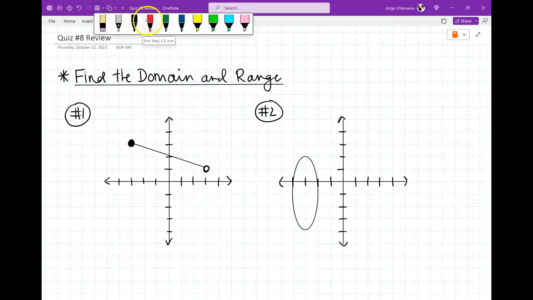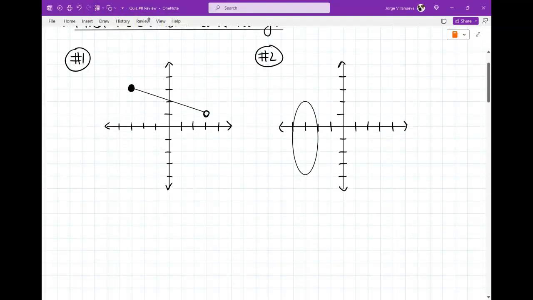So let me put that right here. So for number 1, domain and range. Remember, we use parentheses when the numbers are not included. We use brackets when the numbers are included. Okay, so the domain. How far left does number 1 go? To -3. Okay, -3. Does it include -3? Is there a nice dark circle? Yeah. All right. So this is going to be a bracket.